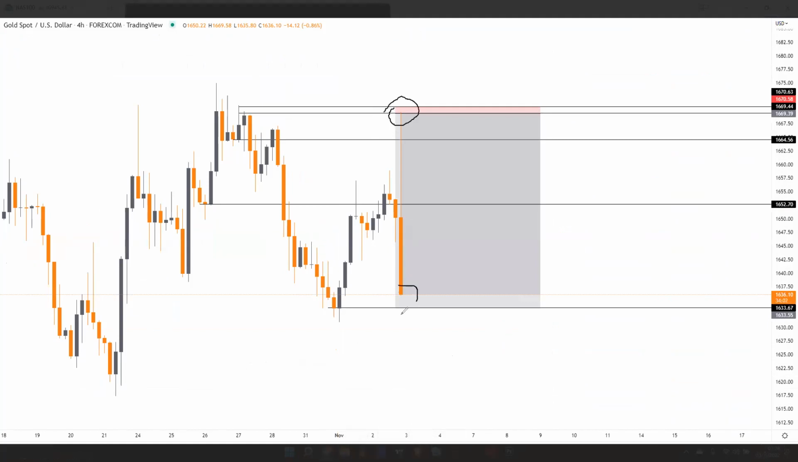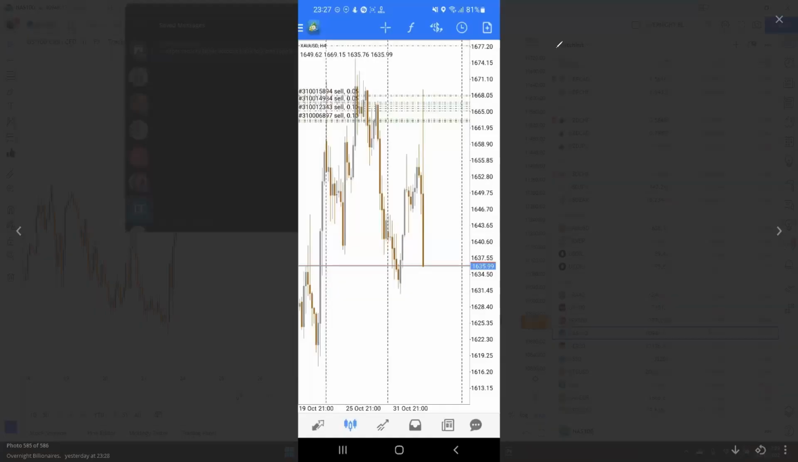Sniper entry up to this point. I think at this time being, the trade has already hit the target. So this one was my trade from my MetaTrader. This was my trade. Let me show you real quick. This was my trade for MetaTrader.